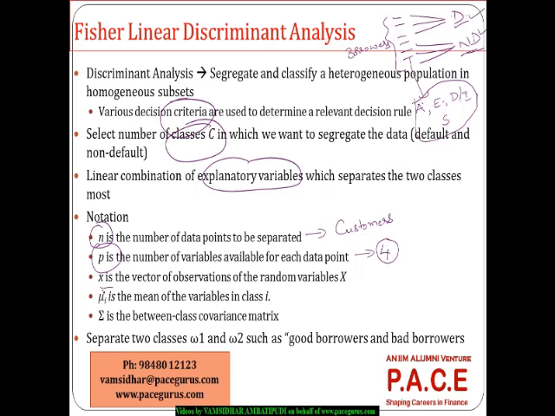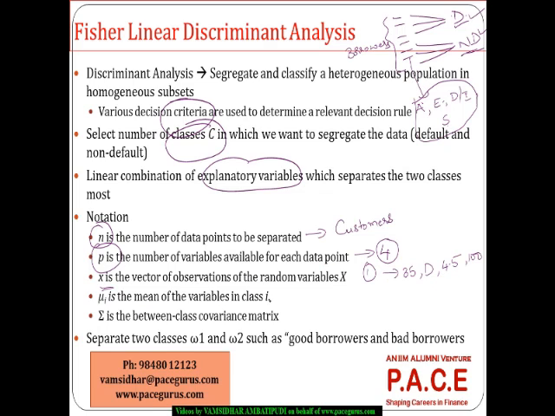X is a vector of observations for customer 1. For customer 1, what is his age? What is his education level? Let's say a doctorate. What is his debt to income ratio? 4.5. What is his salary? Some 100,000. So this is a vector which we have for each of the observations.